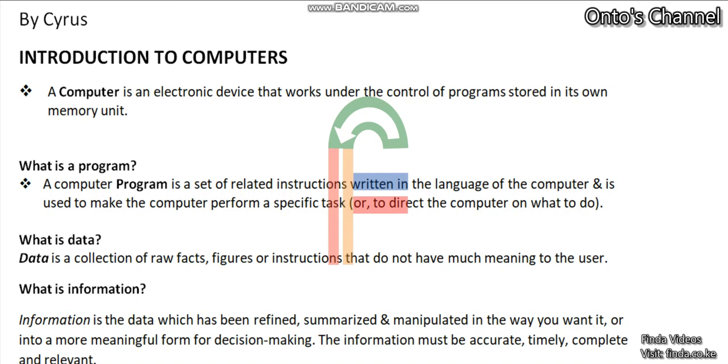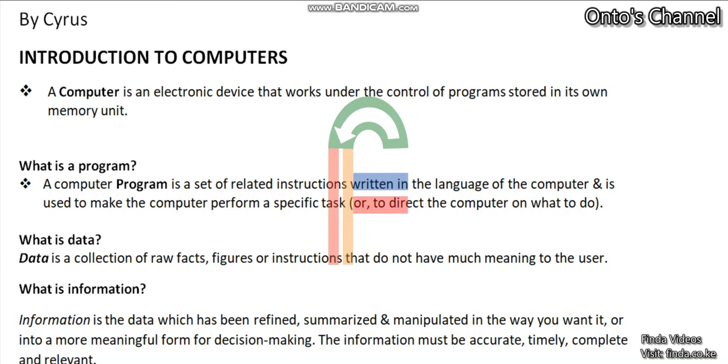Now, let's look at what data is. Data is a collection of raw facts, figures, or instructions that do not have much meaning to the user. We have talked about a program; a program is also part of data, and it does not have much meaning to the user, but it adds meaning to the process being undertaken in the computer. So that is what we call data.